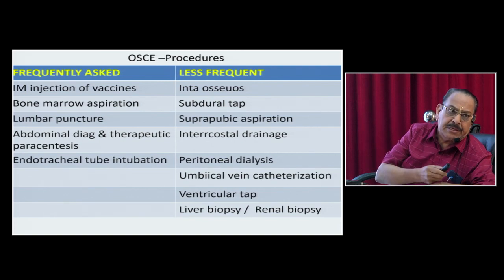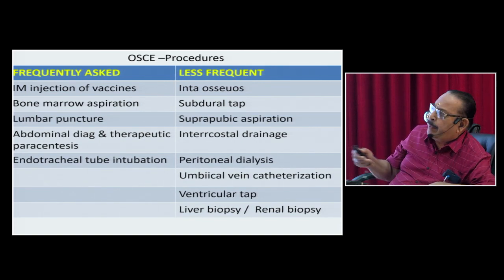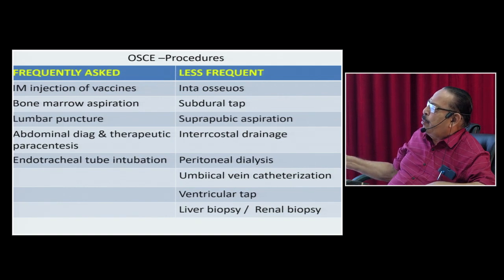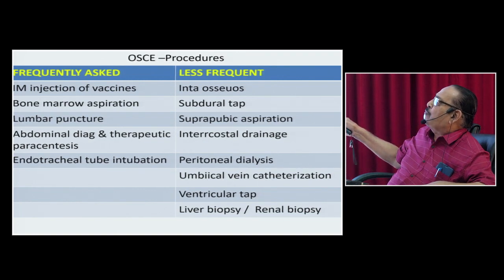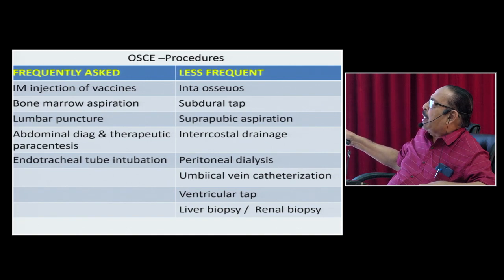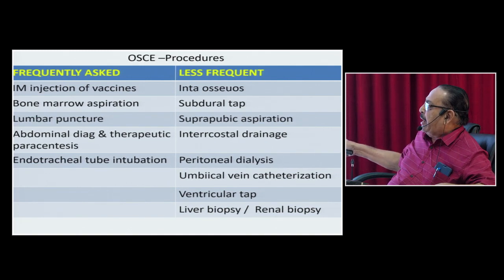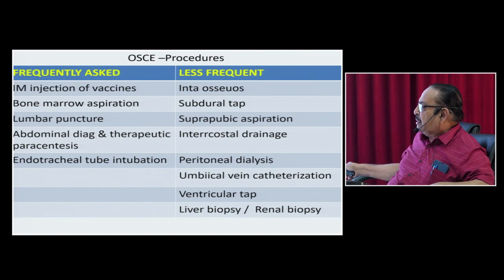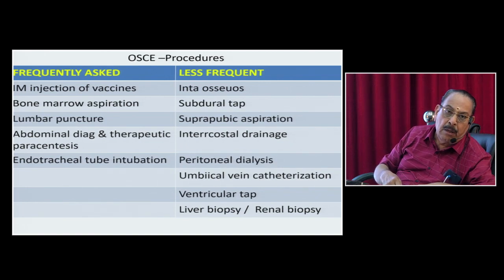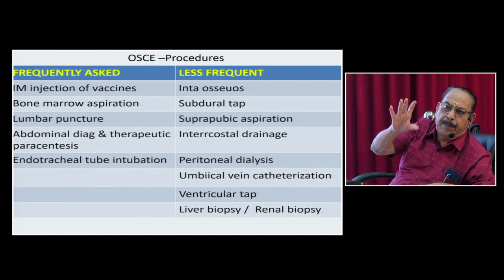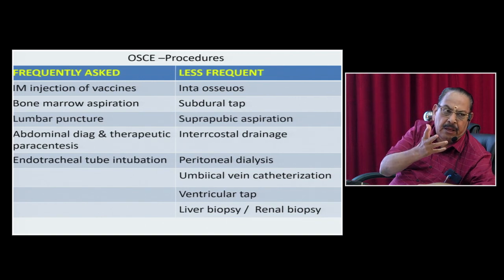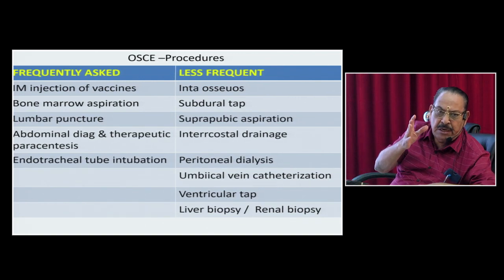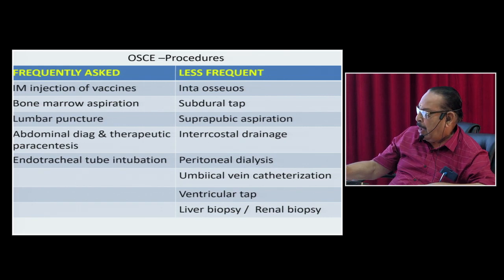Some of the procedures, particularly for National Board people: intramuscular injection, bone marrow aspiration, lumbar puncture, abdominal diagnostic and therapeutic paracentesis, endotracheal tube intubation. Of course, less frequently intraosseous, subdural tap, suprapubic aspiration, intercostal drainage, peritoneal dialysis, umbilical vein catheterization, ventricular tap, liver biopsy, rectal biopsy, pleural aspirate, etc. So these are all at least 6. If you prepared 10 points, I think in this one station you will get at least 8 marks out of 150.